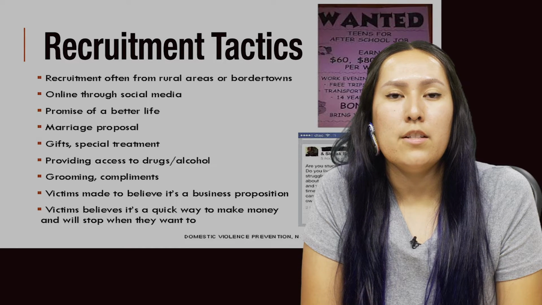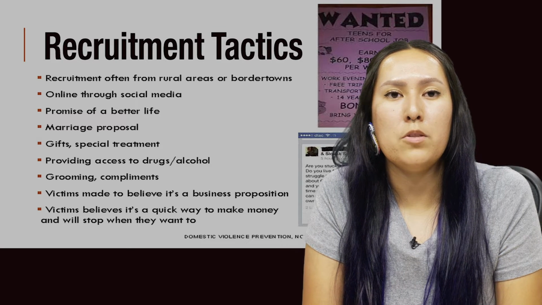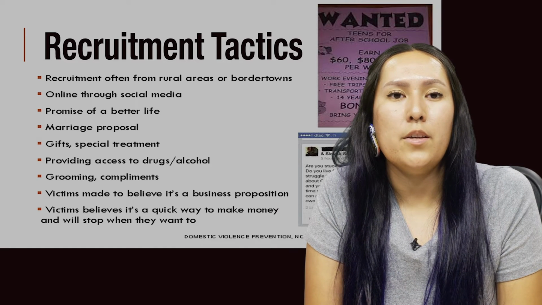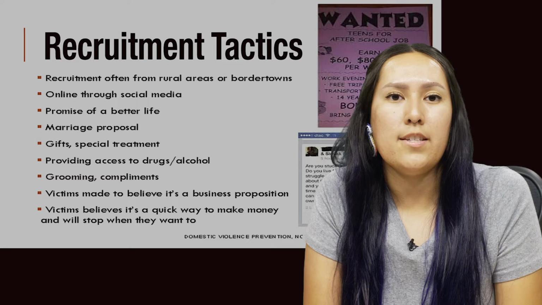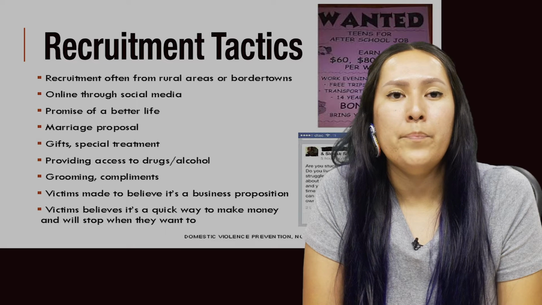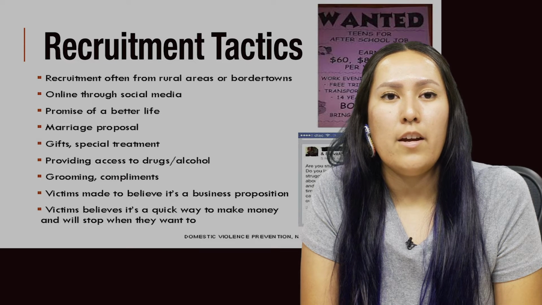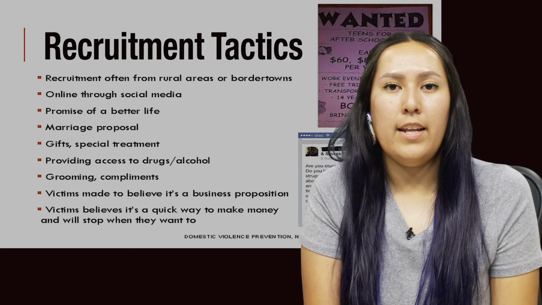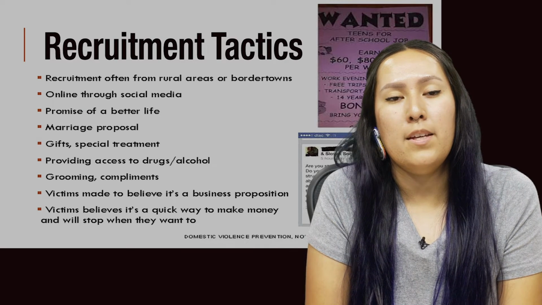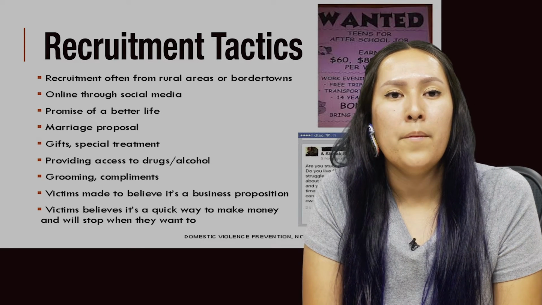Especially with the younger child sex trafficking victims, oftentimes the traffickers will give them gifts and special treatment to make them feel like they're special and that they're cared about. Traffickers also often provide access to drugs and alcohol to their victims as another way to lure them to work for them. They also groom and compliment people who they're trying to target, and grooming is just a way of getting someone ready to eventually take advantage of them and have them be someone that they're trafficking. You can see that a lot with the younger child victims.